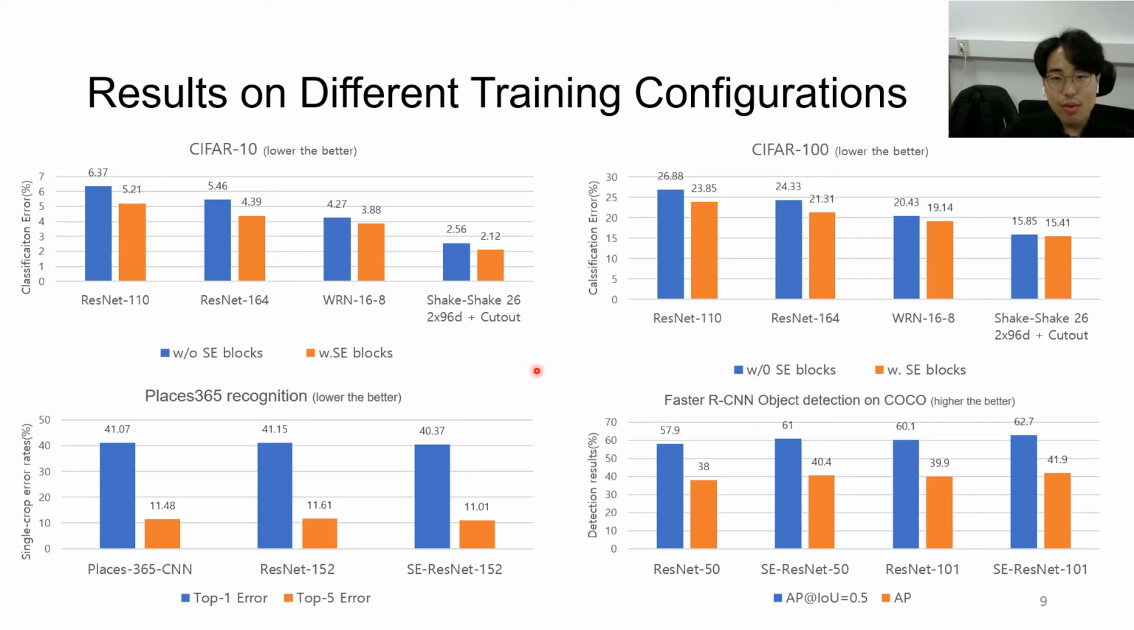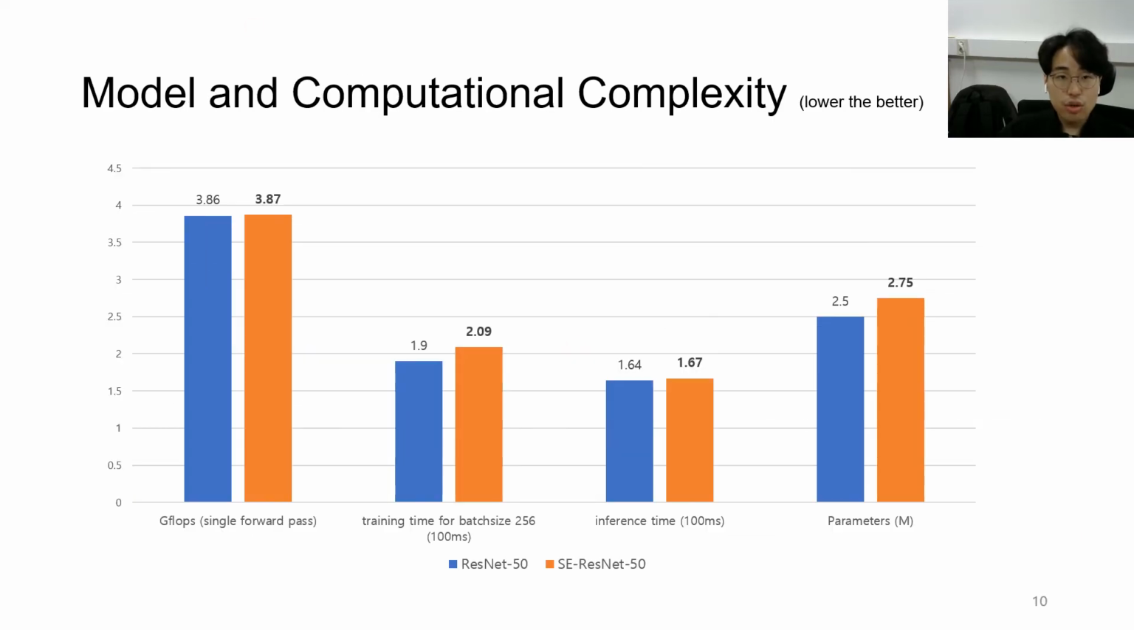SE blocks even benefit baselines for different vision tasks such as place recognition and object detection. This reflects that the SE blocks are well generalized. The authors also show that integrating SE blocks increases the parameters and computation overhead by a very small margin, which means that the SE block is a lightweight, cost-efficient module.